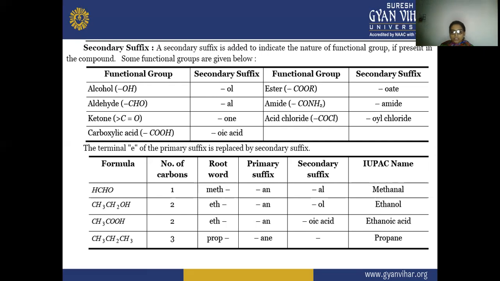The E from this ane is replaced by al, because there is a functional group, the aldehyde, present, and for the aldehyde functional group we use the secondary suffix al. So the IUPAC name will become methanal. So its name is methanal.